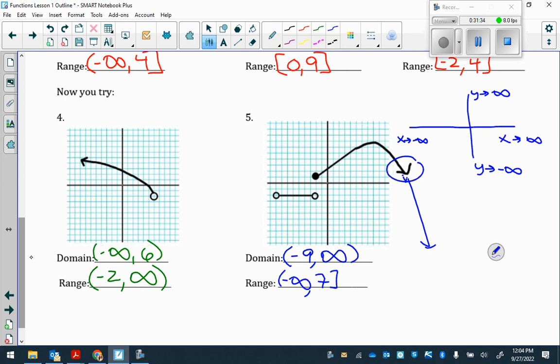Always. Always. Because you can never touch it. You're approaching it. You're never getting there. Okay? Both positive and negative infinity, always with parentheses. Okay? If there is a hole like this, also parentheses. Okay? Solid circle will be a bracket.